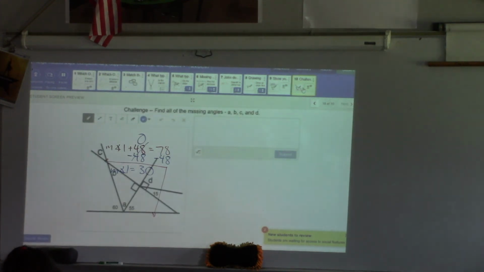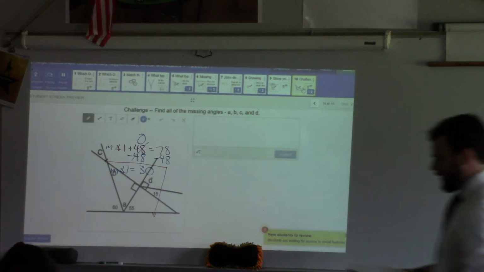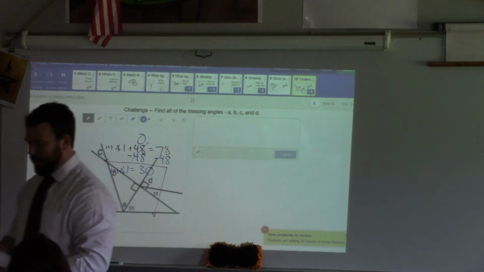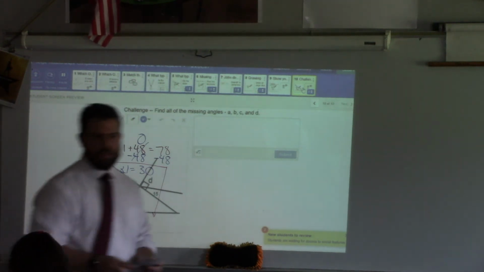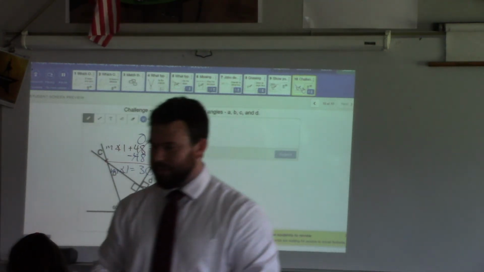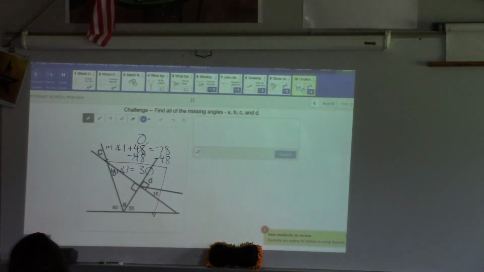Okay, so here's what I want to look at now. Look on the back side of this naming angle sheet. We're going to do a couple of these together. The rest of these will be homework that is due on Friday.